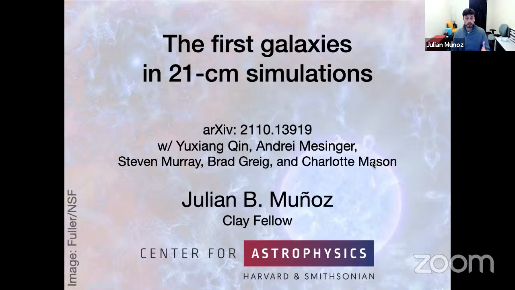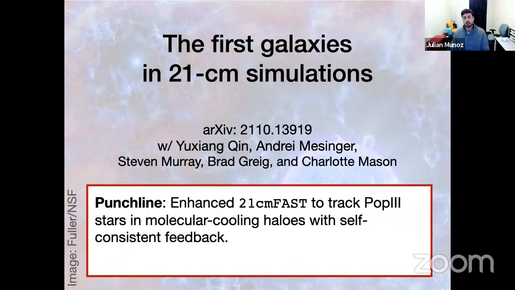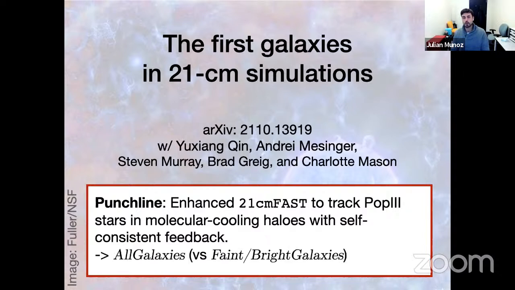And since it's a short talk, I'm going to go straight to the punchline, which is that we enhanced 21cmFAST, the public code, to track Pop III stars in molecular cooling halos with self-consistent feedback. And if you want the even shorter punchline, it is that we were able to create a model, which we call ALL GALAXIES, which is our best guess model of 21 centimeter cosmic dawn and reionization, that upgrades the ALL FAINT and BRIGHT GALAXIES fiducial models that were used for, say, HERA and SKA forecasting.